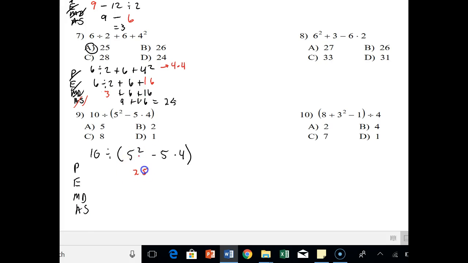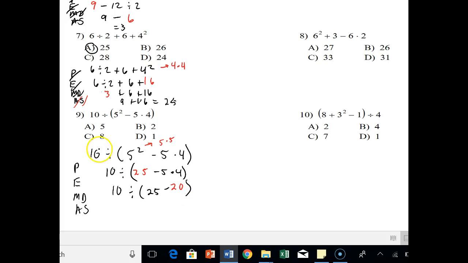So that's 25, because 5 to the 2 is really 5 times 5. So I got 10 divided by, still parentheses, 25 minus 5 times 4. And then I'm doing 5 times 4, which is 20, because it says do multiplication after you do exponents. So I'm doing that. So I got 10 divided by 25 minus 20.